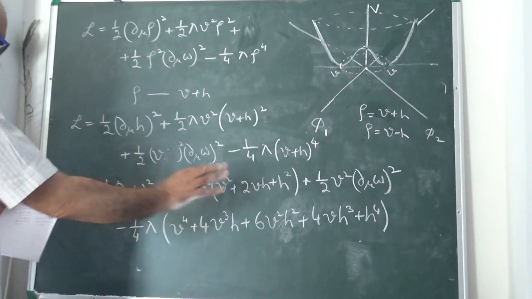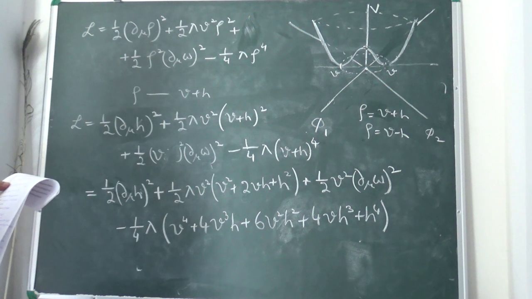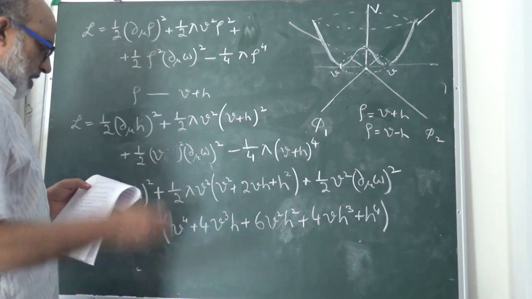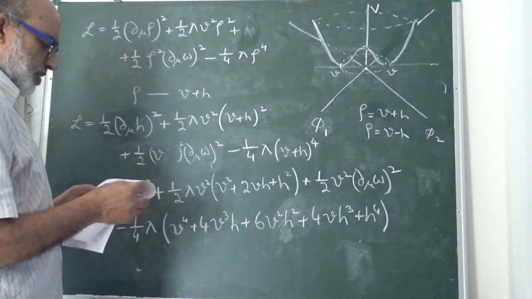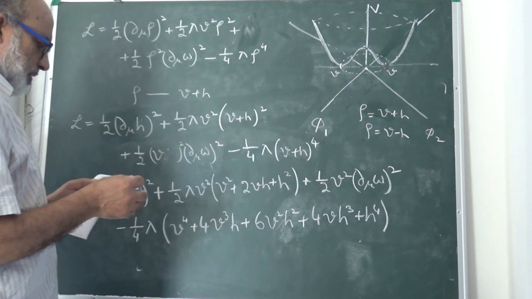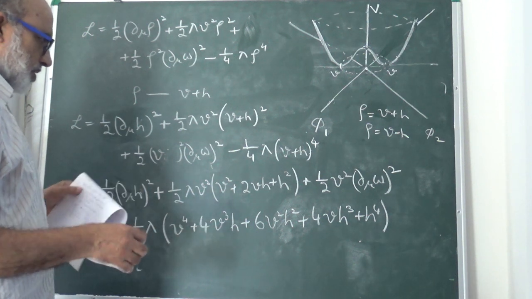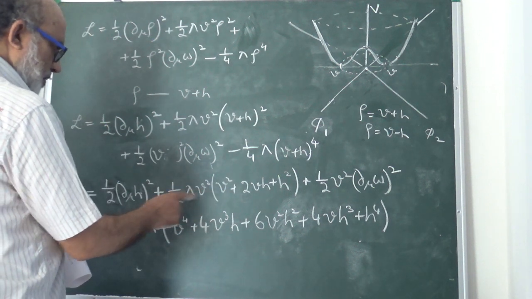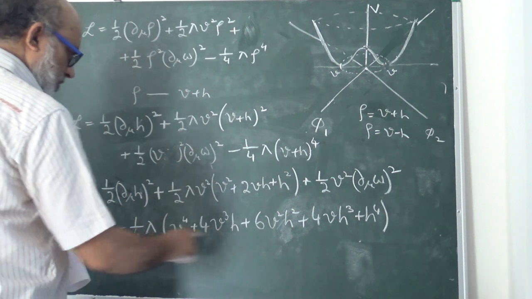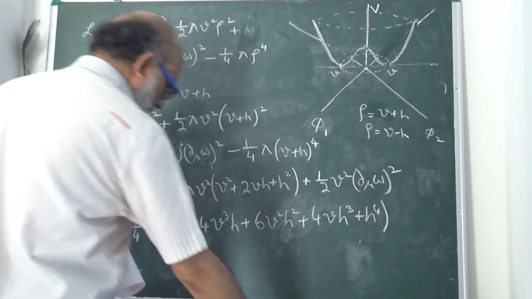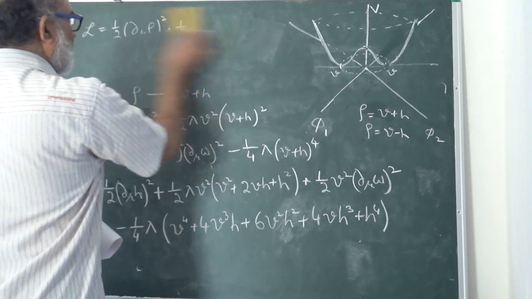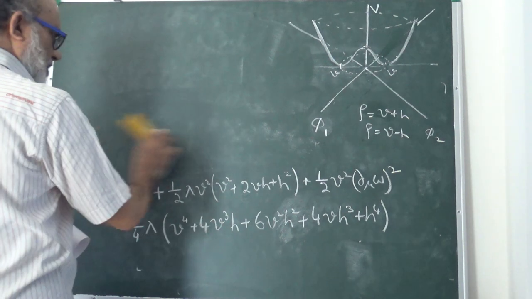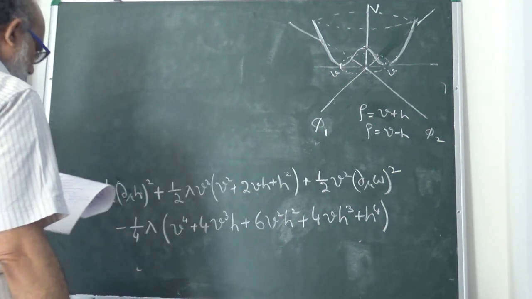If you multiply all of these and do the calculations, some of them will cancel out. I am not doing those calculations here, to save time. I am just giving you the final result, which you can do simply. If you multiply this way, multiply all these, some of the terms will cancel out and we are left with this. This is simply a calculation.